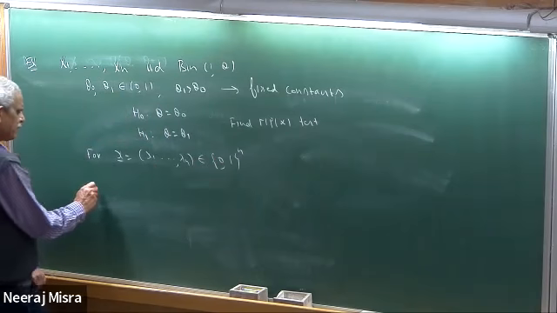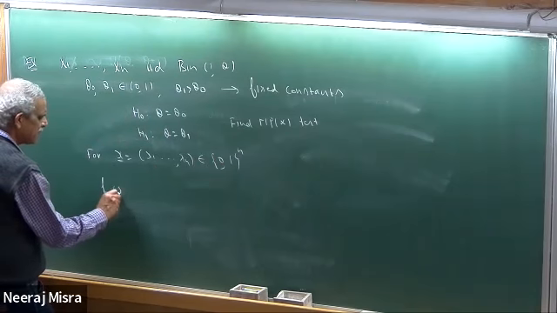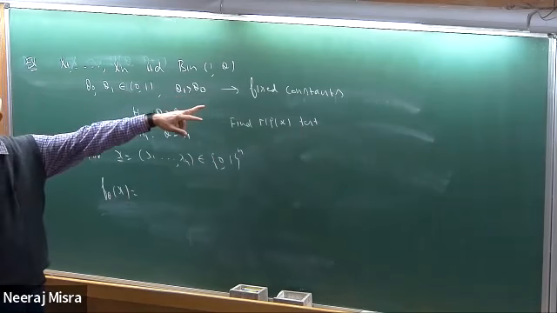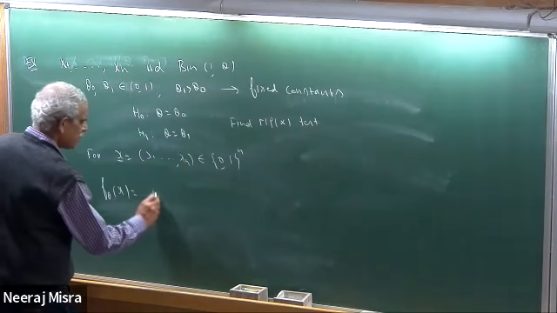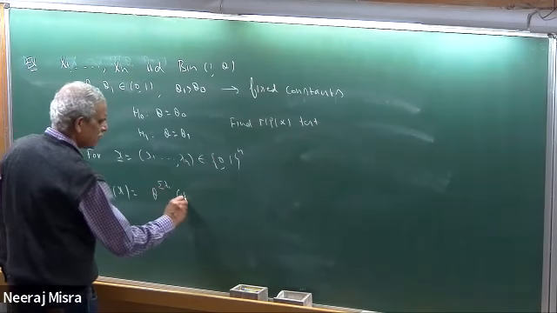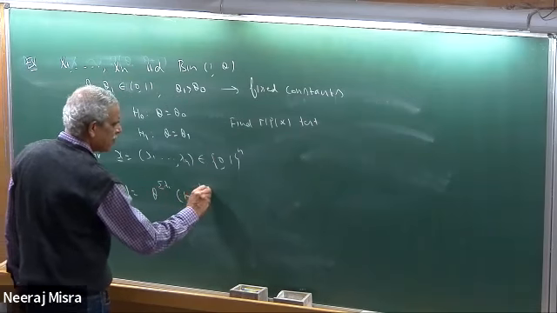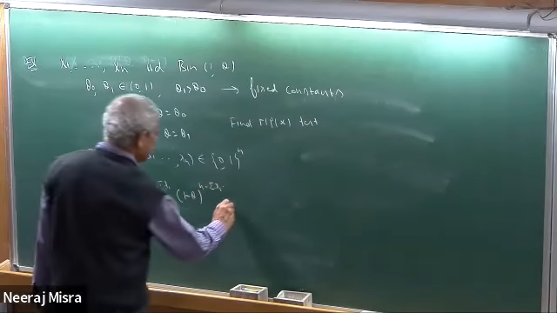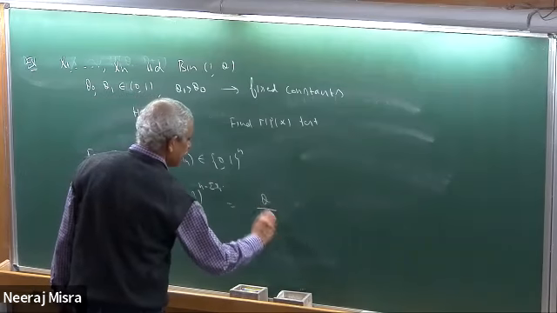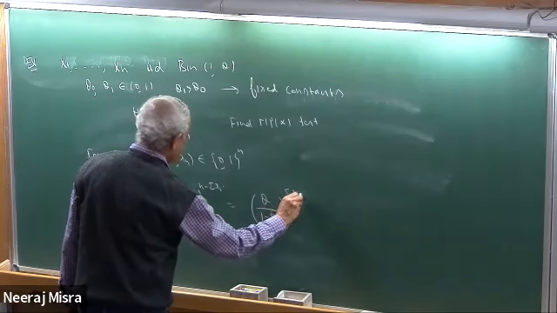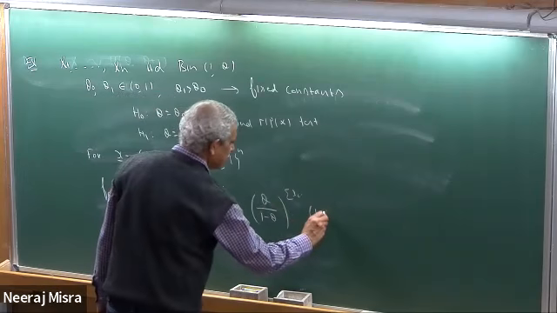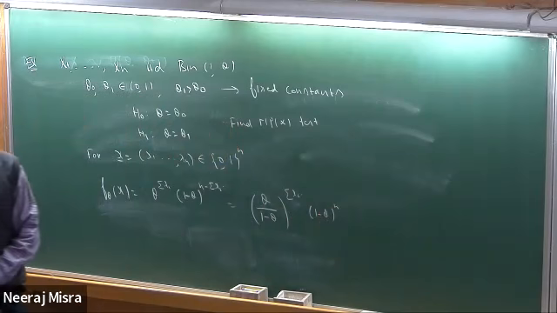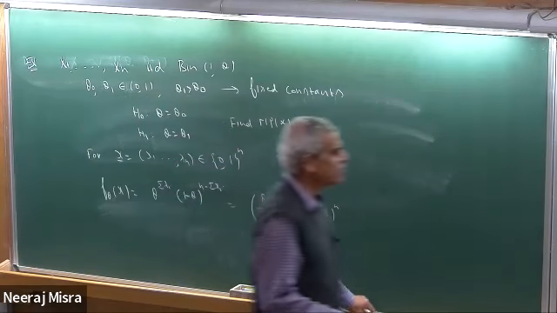I look at what is f theta of x. Under theta, it is a binomial(1, theta), so it would be theta to the power summation xi, times 1 minus theta to the power n minus summation xi, which is the same as theta upon 1 minus theta to the power summation xi, times 1 minus theta to the power n.